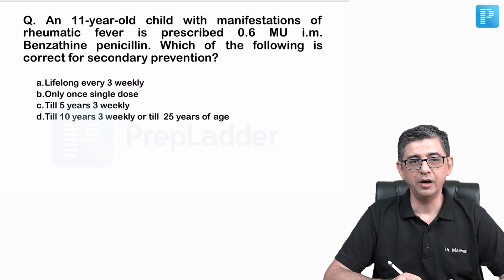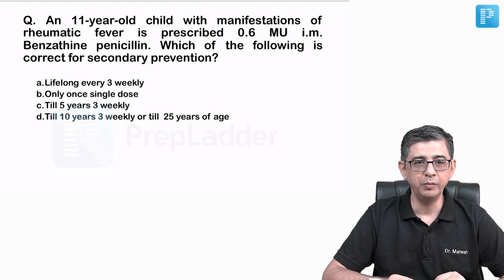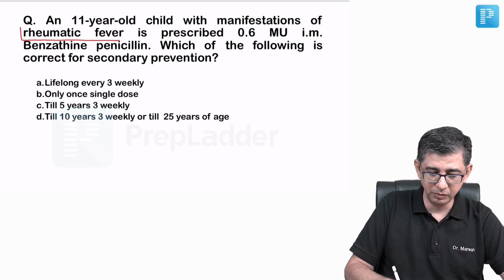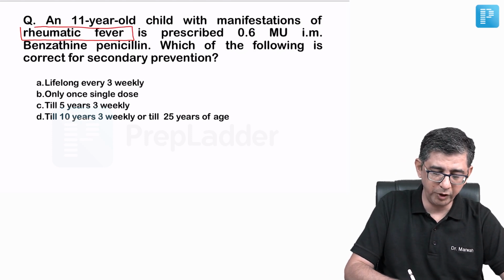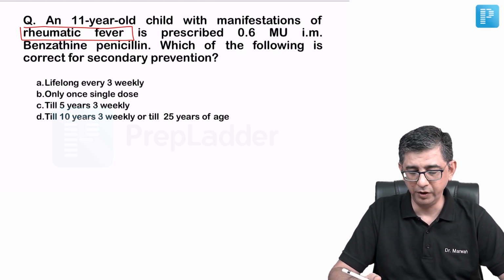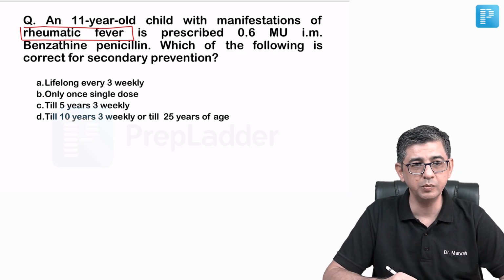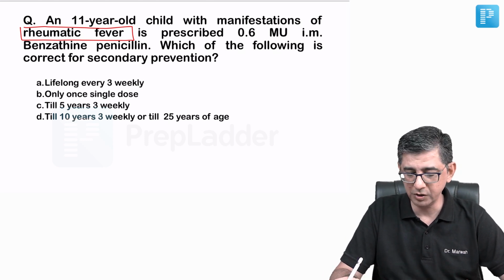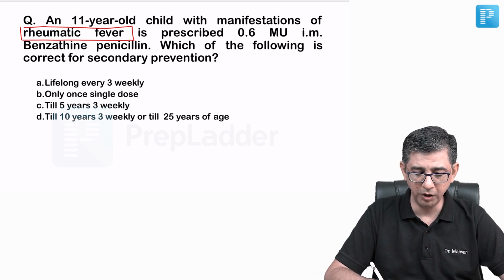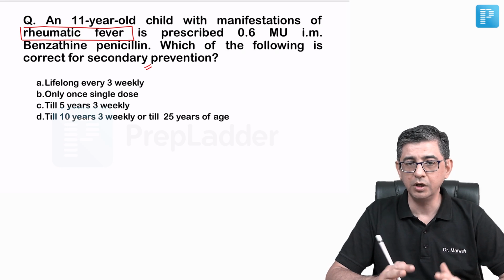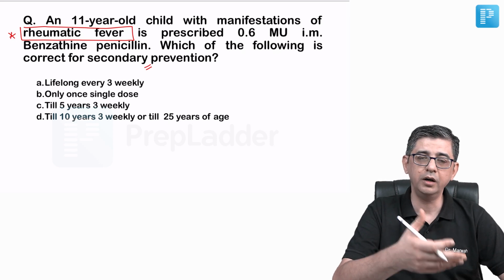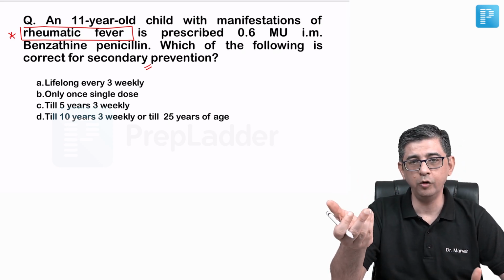The next question has a pediatric overlap. An 11-year-old kid with manifestations of rheumatic fever is prescribed 0.6 million units. In the routine lecture we talked about 1.2 million units. That's for an adult patient or a patient more than 18. But in this case, considering the weight of the child would be lesser, it was 0.6 million units intramuscular of benzathine penicillin, which is the long-acting form, and he asked what would be correct for secondary prevention. The key for this question is always that they ask words like rheumatic carditis with valvular lesion, and then plain rheumatic fever.